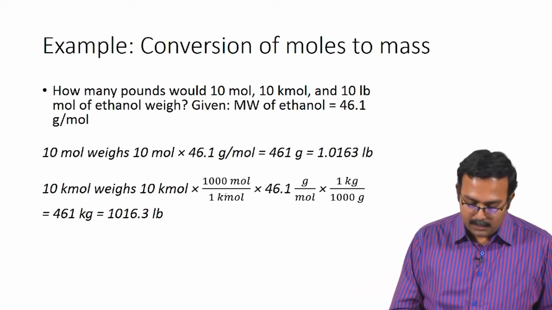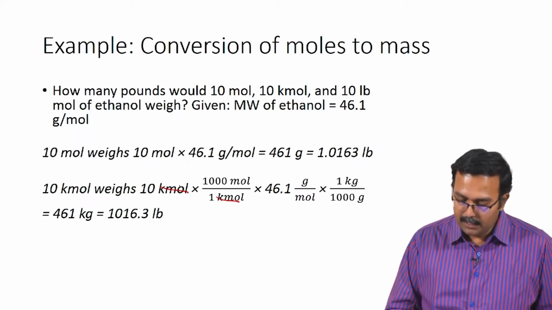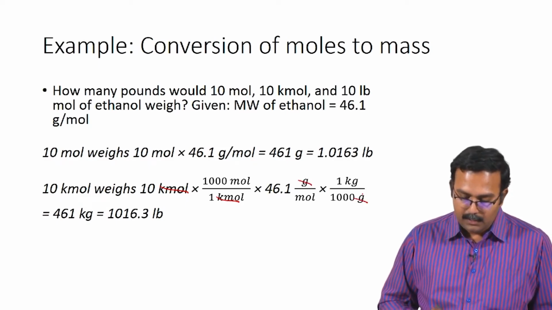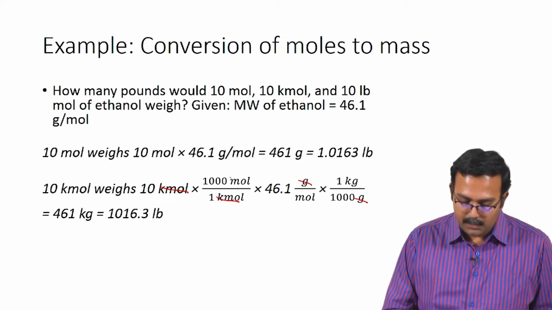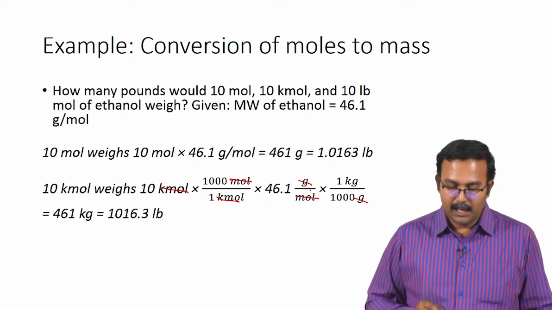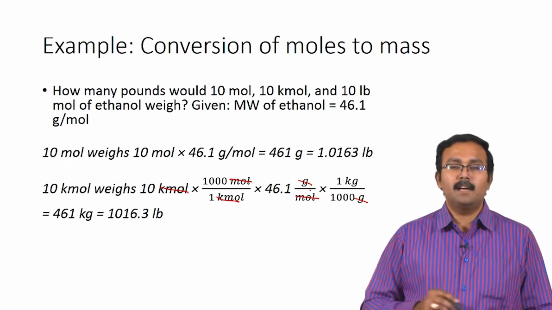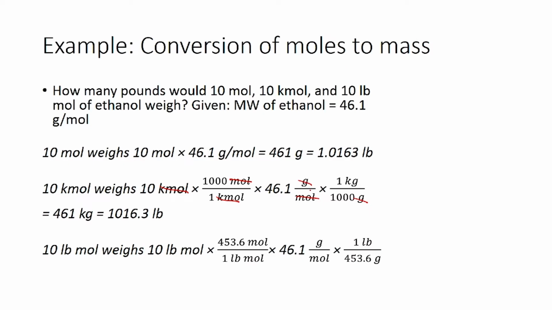So, if you look at this calculation, what you would observe is I have converted kilomoles to moles by multiplying with 1000 and converted the gram to kilogram by dividing it by 1000, and the moles, which is 10,000 moles, is cancelled off, thereby you get the final answer in terms of kilograms. So, this kilograms I have then converted to pounds. Similarly, I can perform the calculations for pounds also.